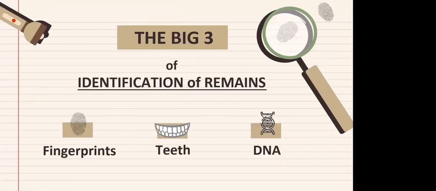Now, let's move on to the three most common types or the so-called big three of identification of remains. So, fingerprints, teeth, and DNA analysis. So, when human remains are recovered, these three primary specific methods are traditionally used to identify who those remains belong to. Next spot.